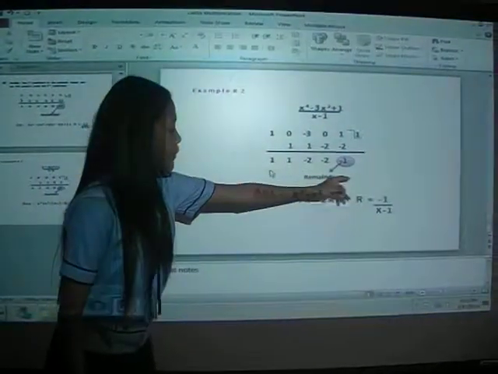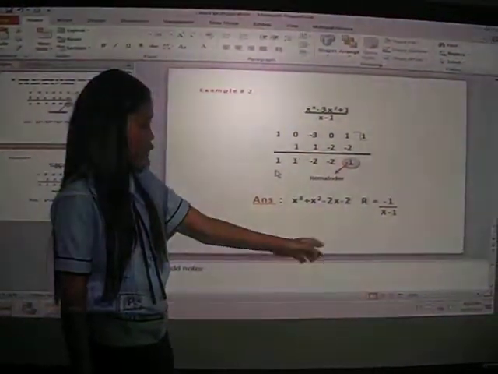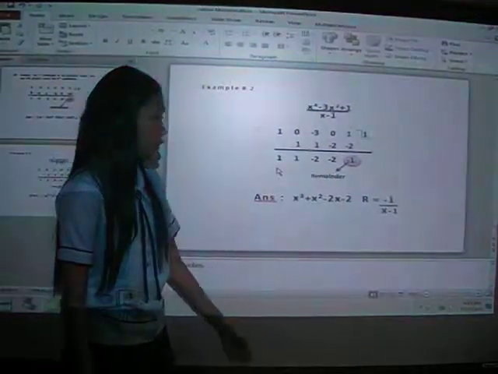Again, our remainder is negative 1. So the answer is x cubed plus x squared minus 2x minus 2, and we have a remainder of negative 1.